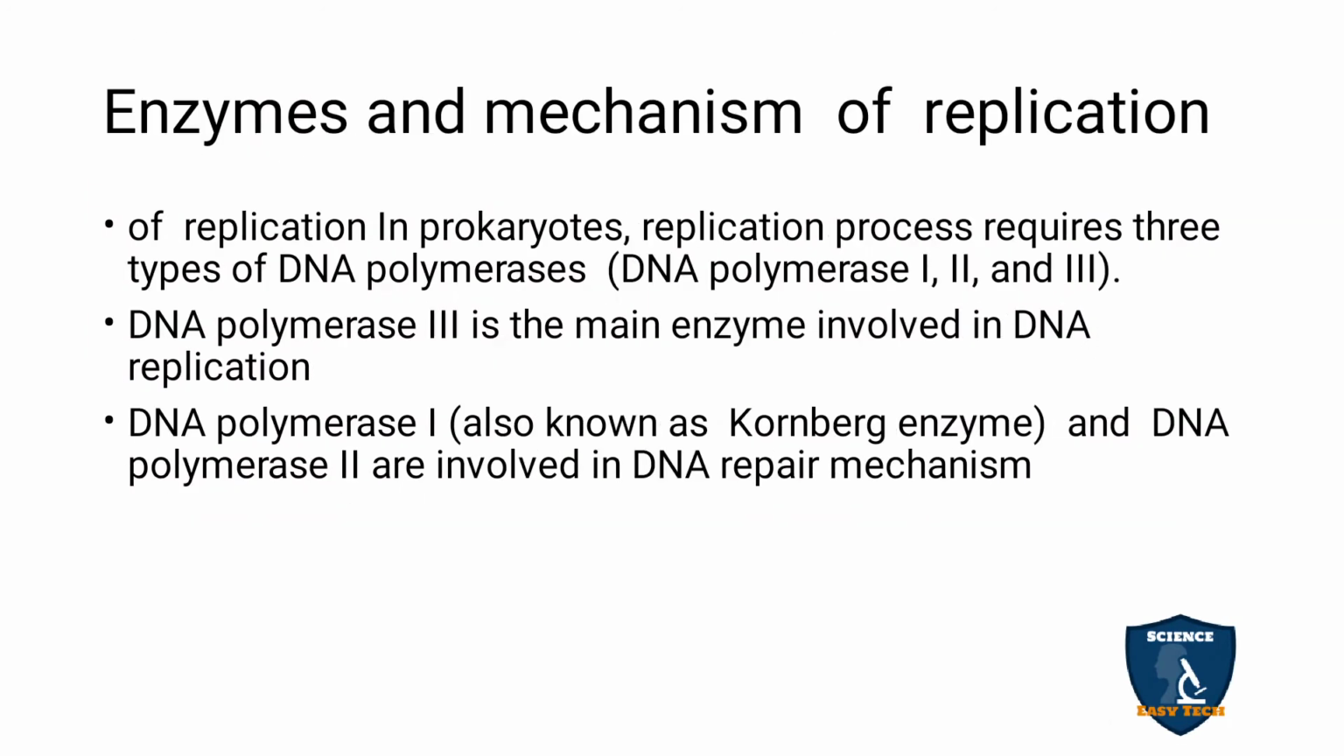Now the enzymes and the mechanism of replication. In prokaryotes, the replication process requires three enzymes: DNA polymerase 1, 2 and 3. DNA polymerase is the enzyme most involved in DNA replication, so it plays an important role. DNA polymerase 1 is also known as Kornberg enzyme.